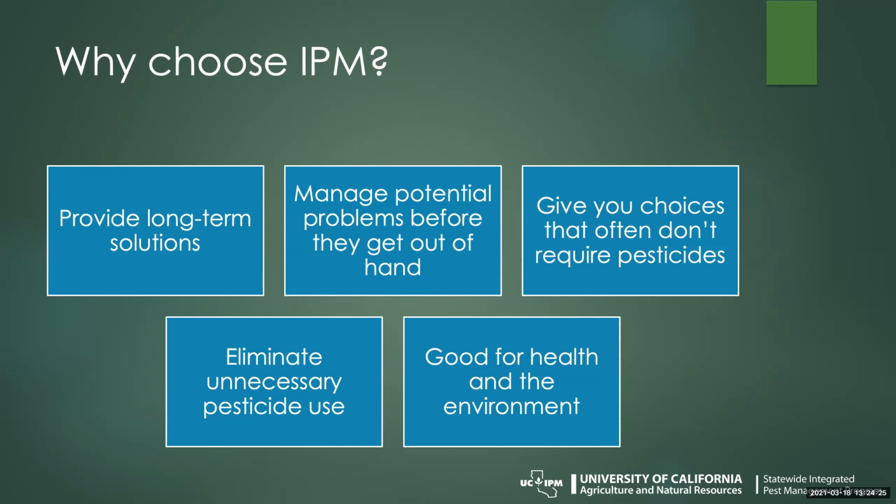And by not turning straight to a pesticide or making sure we choose the right pesticide, that will hopefully eliminate the unnecessary, indiscriminate use of pesticides, which is going to be good for the environment and good for our health, for our pets, for our plants, and overall, that is the goal of the UCIPM program and integrated pest management in other areas.